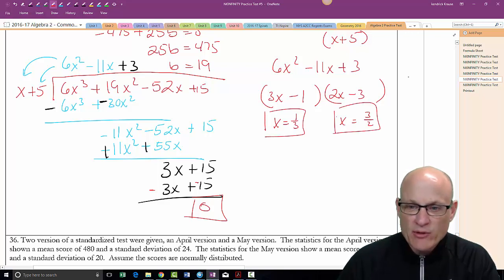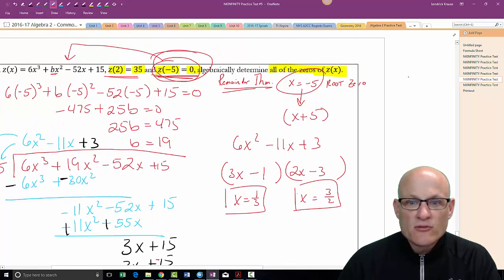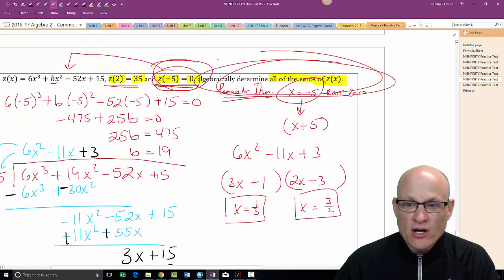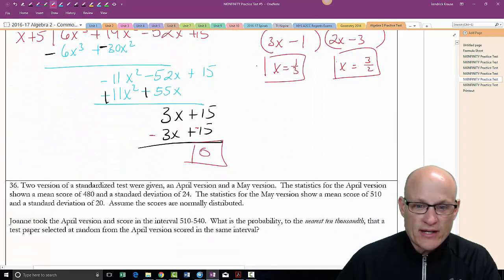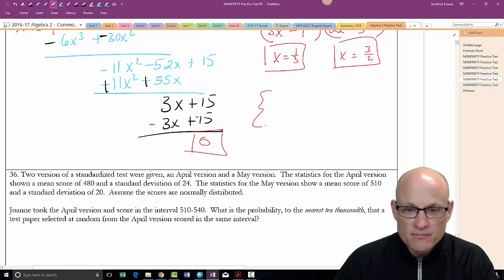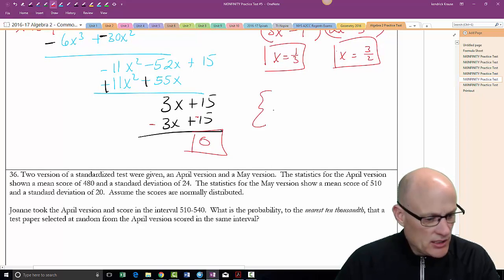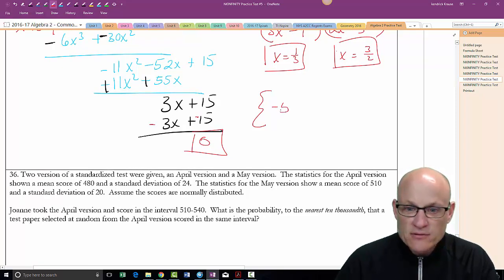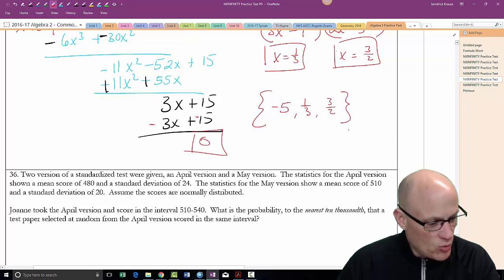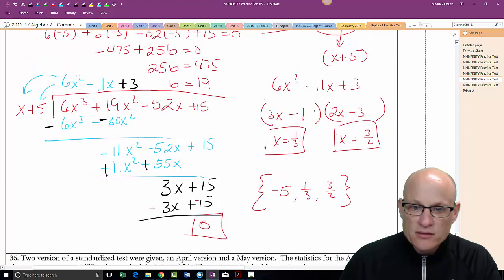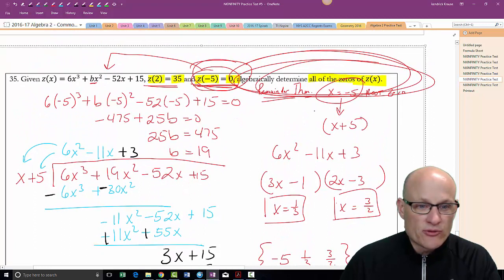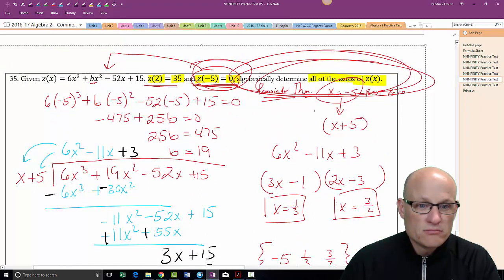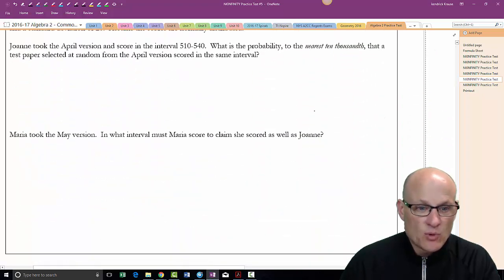So what is it saying? We have to find all the zeros of this thing. Okay, so my final answer should be negative 5, 1/3, and 3/2. And I still don't know why they gave us z of 2 equals 35. I have no idea. It wasn't necessary.